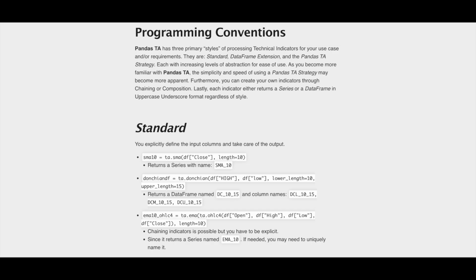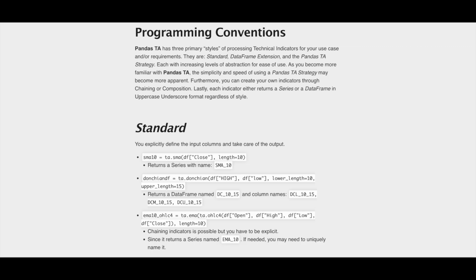Let's go through each of the three styles of processing technical indicators. First, let's look at the standard style, where you explicitly define the input columns and take care of the output. So for example, if we wanted to calculate the simple moving average for a period of 10, we would call the sma method on the ta variable. We would pass the close price column from the data frame and the parameter length with the value of 10. The returned series will have a name uppercase SMA underscore 10.